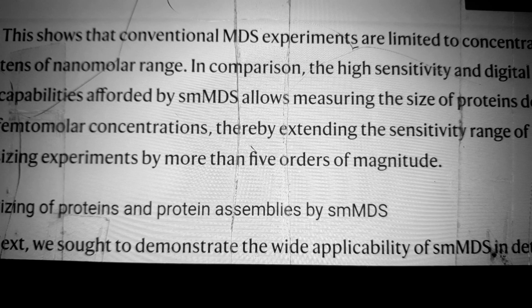In comparison, the high sensitivity and digital detection capabilities afforded by SMMDS allow measuring the size of proteins down to femtomolar concentrations, thereby extending the sensitivity range of diffusional sizing experiments by more than 5 orders of magnitude.